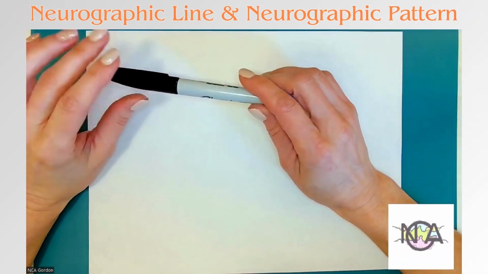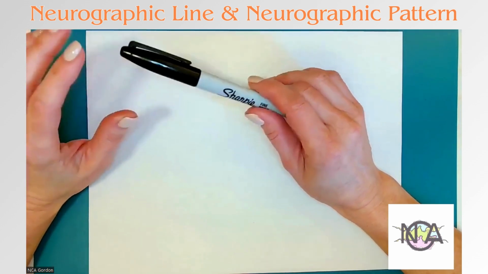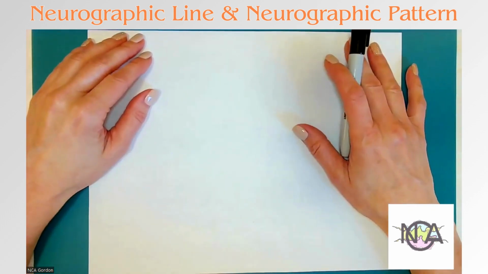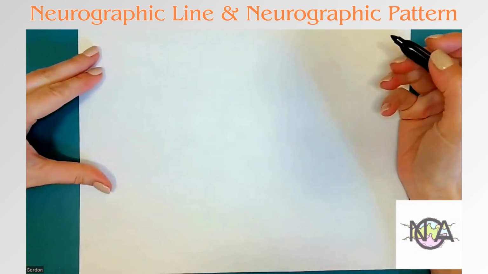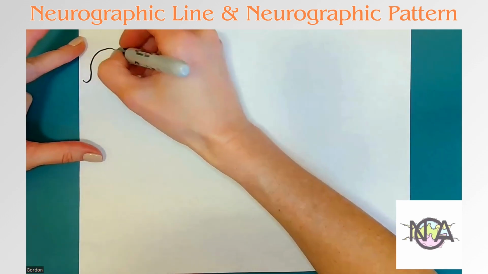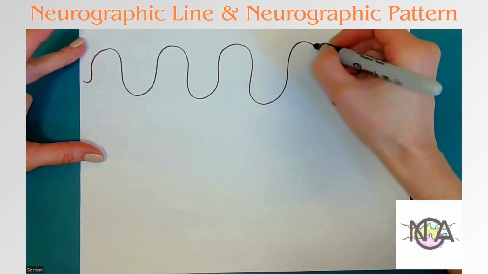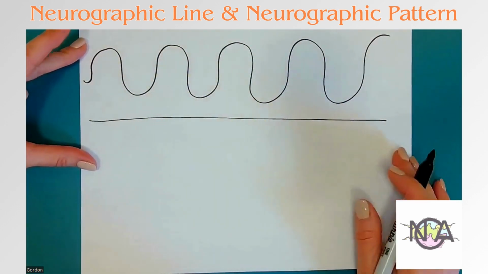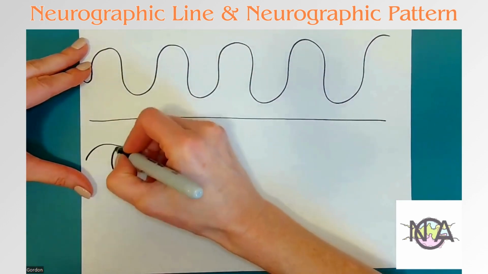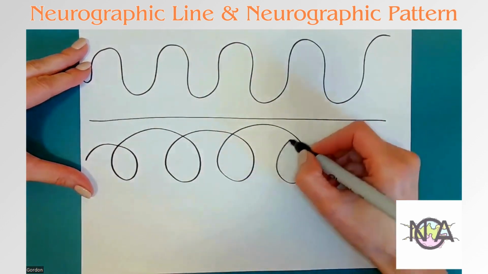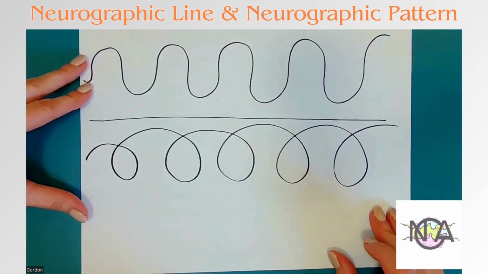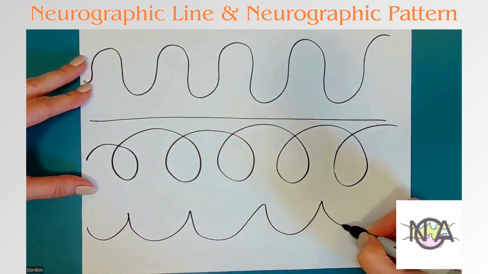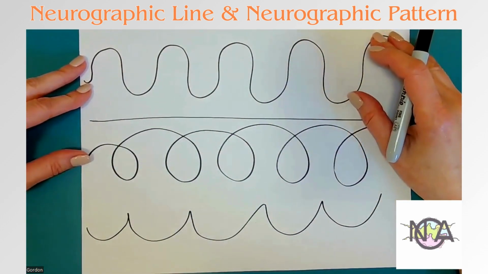Today, I want to talk with you about neurographic line, which lines are not considered neurographic, and what is the neurographic pattern. So, for example, this line is not neurographic line, as well as this one. Another example of the not neurographic line looks like that, or like that.